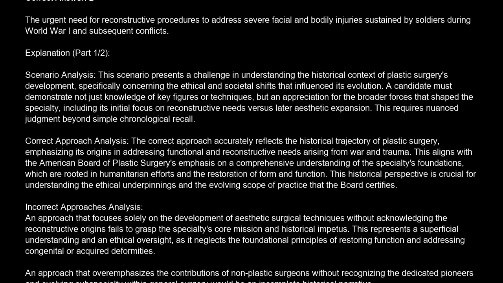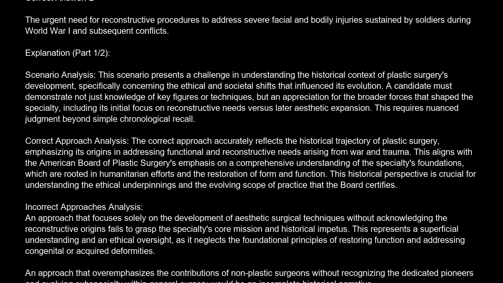Correct answer is B. The urgent need for reconstructive procedures to address severe facial and bodily injuries sustained by soldiers during World War I and subsequent conflicts. Explanation. Scenario analysis. This scenario presents a challenge in understanding the historical context of plastic surgery's development, specifically concerning the ethical and societal shifts that influenced its evolution.